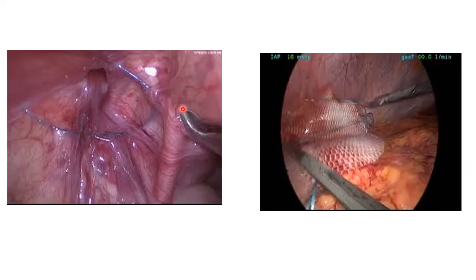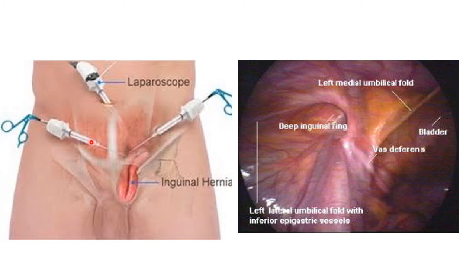This is a picture showing you the laparoscopic operation. This is the internal ring where the hernia has gone in. So this hernia is reduced and a mesh is placed over it. And this mesh is anchored all around the periphery with staples. These are the entry ports, three entry ports. And this is, as I said, the deep inguinal ring through which the hernia protrudes into the inguinal canal and scrotum.